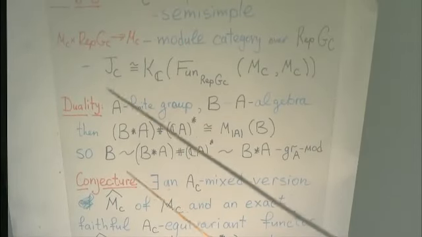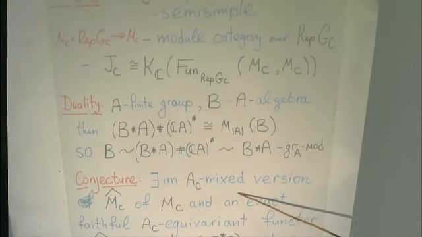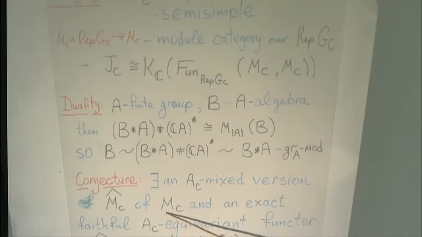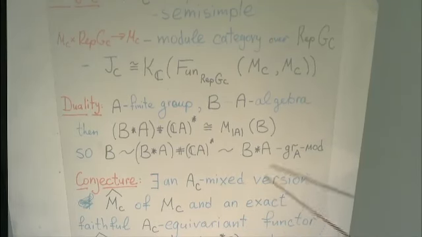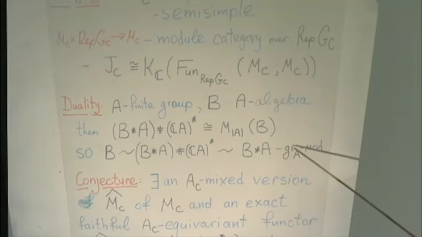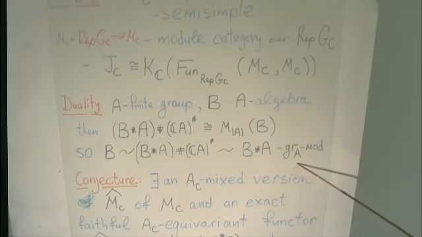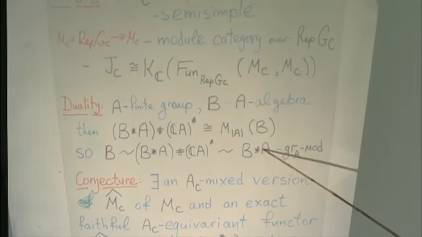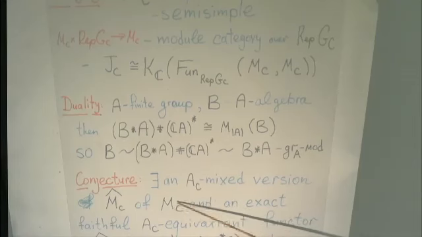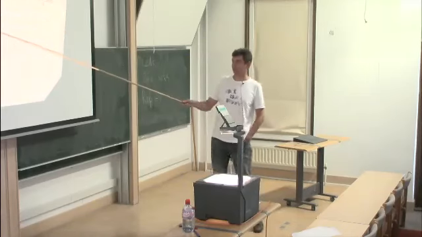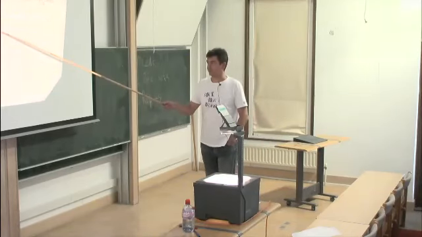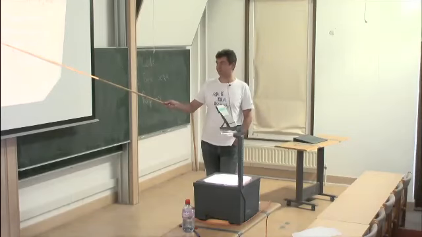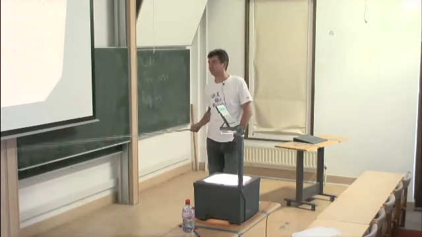That for this AC mixed version of this category MC. What is AC mixed version? So this is a graded algebra by group A. So it has modules, like category MC, and it has graded modules, which is category MC tilde, and there is a functor from MC tilde to MC, which forgets the grading.